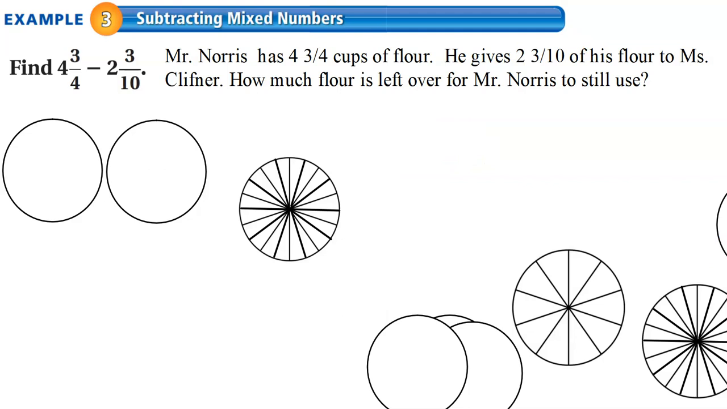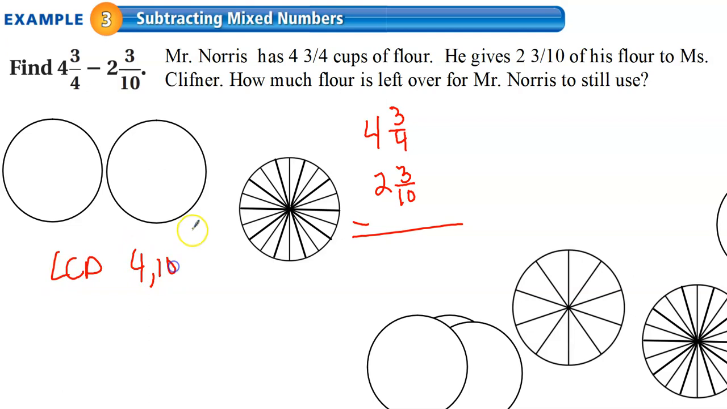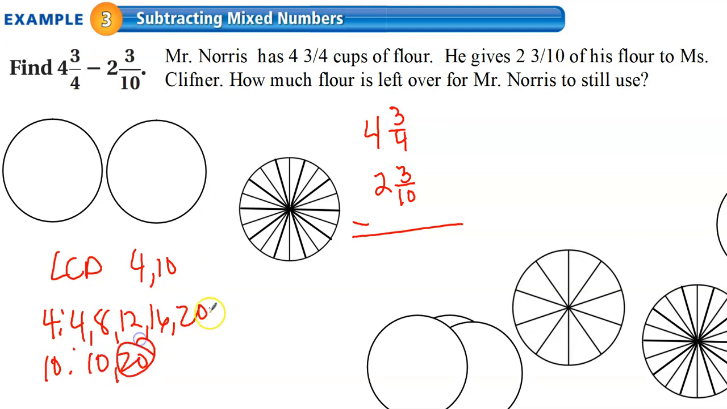Okay, so I'm going to set up the problem first how I like to do my math, just the way I subtract with whole numbers. So I've got 4 3/4, and I'm writing 2 3/10 underneath it, right? I'm going to subtract the whole numbers and subtract the fractions. And I need to find the least common denominator with 4 and 10. So if you want to make a list of multiples, hopefully you'll see that it's 4, 8, 12, 16, 20. And then if I have 10, I go 10 and 20. And 20 is the least common denominator, the least common multiple.